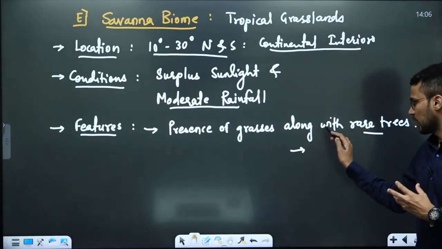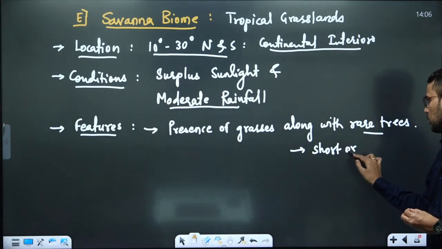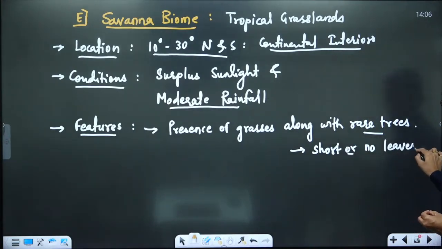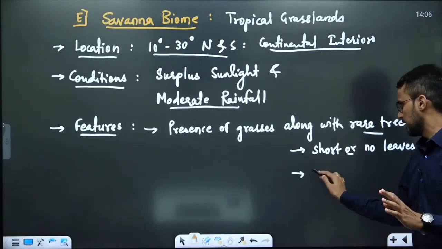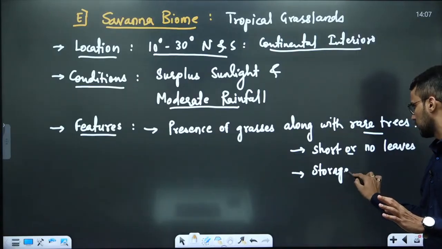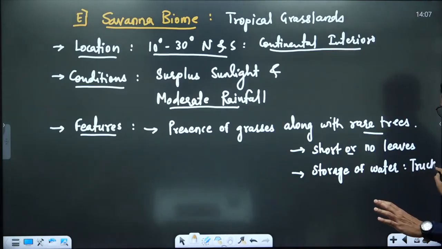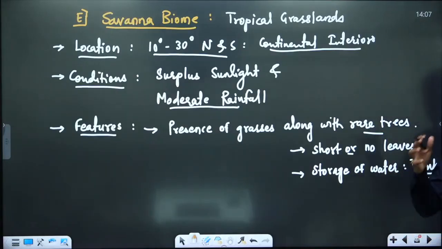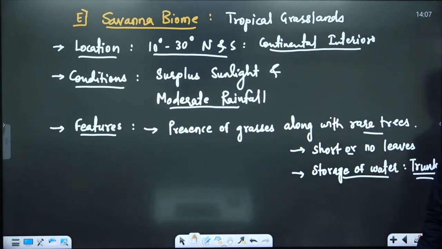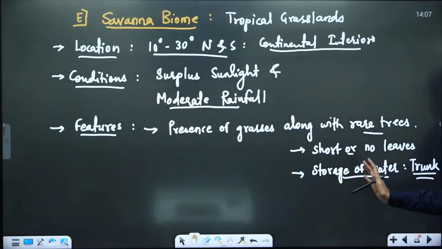And if you write some features of these trees, they will have short leaves or no leaves. Then storage of water in their trunk. In the trunk, in the stems, there would be storage of water. Why? Because again there is a paucity of rainfall, right? Whenever rainfall happens they have to store it, and that's why they have this kind of arrangement.